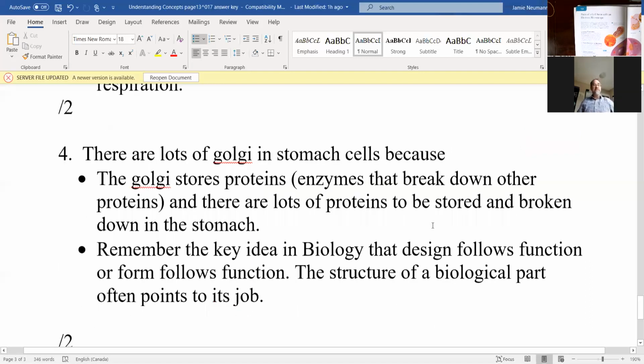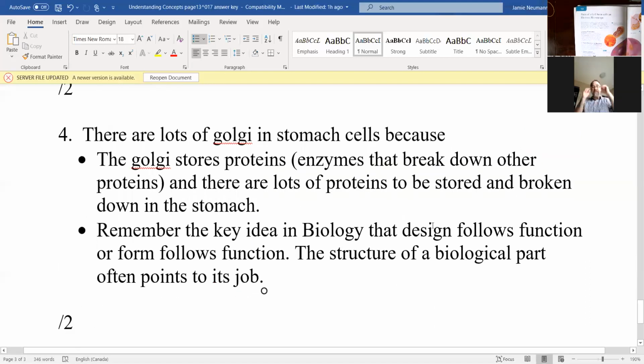And then this last question requires a little bit of thinking. Enzymes are chemicals that break down other chemicals. They're usually used in digestion and other biological chemical reactions. The key idea, again, form following function. So there's lots of Golgi apparatus structures in the cells in the stomach because there's a lot of protein to be digested. There's a lot of materials that need to be broken down.